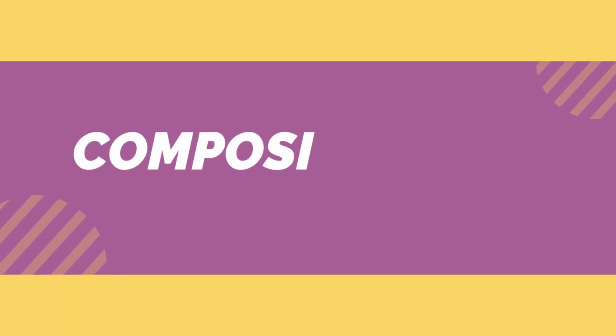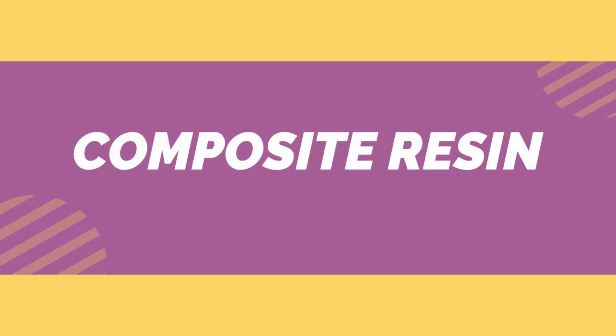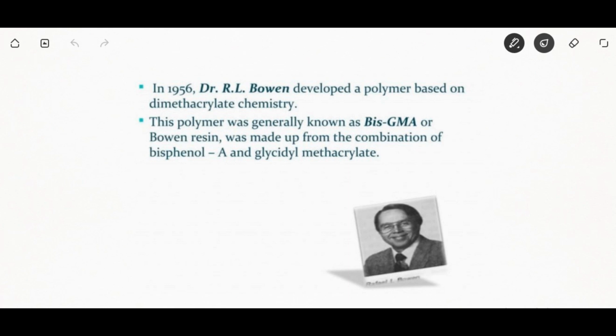The next topic is composite resin. In 1956, it was R.L. Bowen who developed a polymer based on dimethacrylate chemistry. So this polymer was given the name BIS-GMA or Bowen resin. So BIS-GMA is also known as Bowen resin.